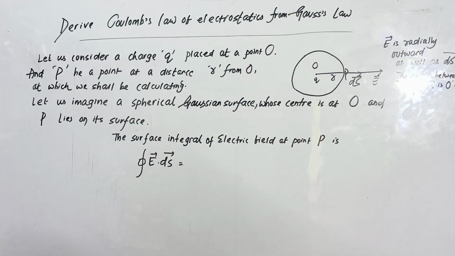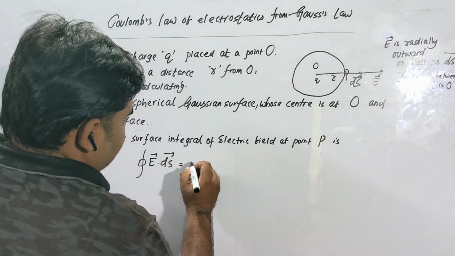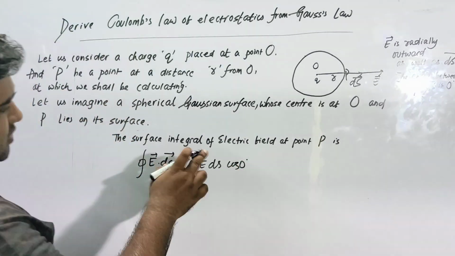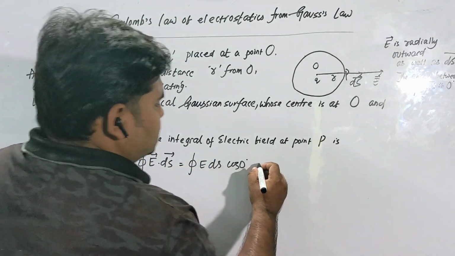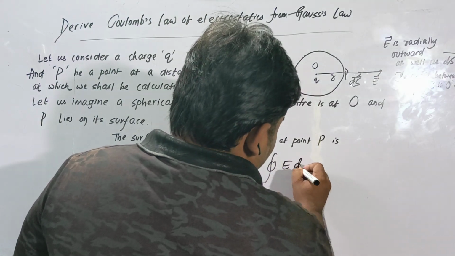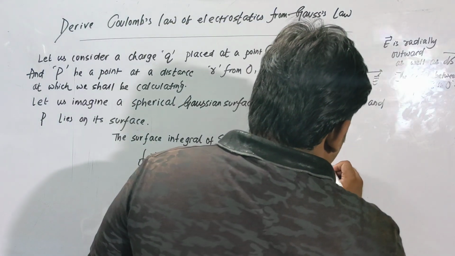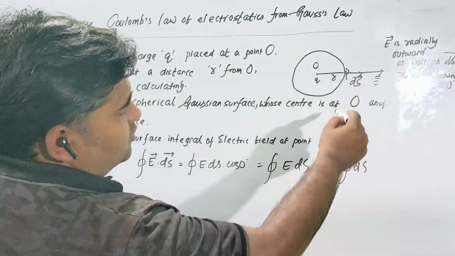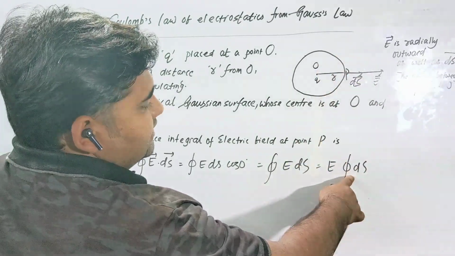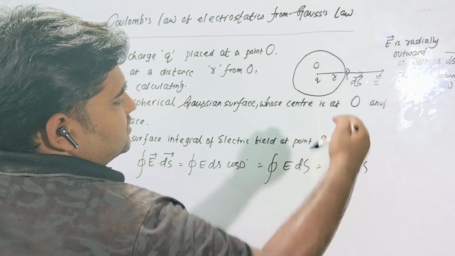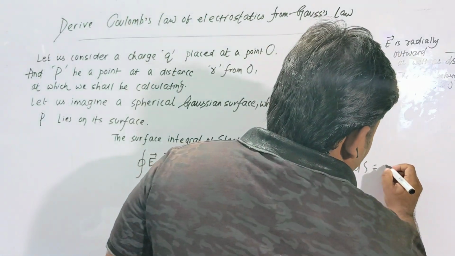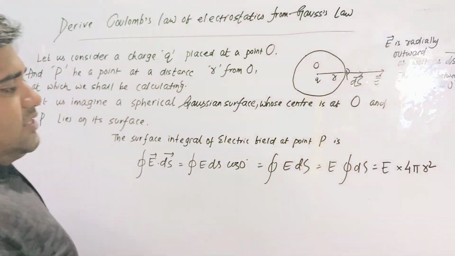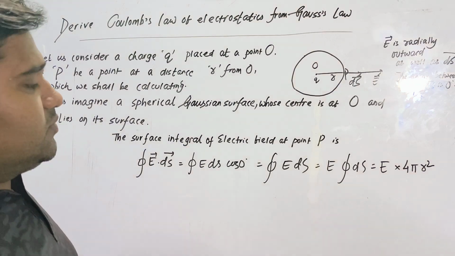If the angle is 0 degrees, then you can write E ds cos 0. Since the dot product is cos theta and theta is 0 degrees, we get the closed surface integral of E ds. As E is constant, take it out of the integral. Since it is a closed integral, if we integrate ds we will get the total surface area. So the total surface area of the sphere is E into 4 pi r squared, as the surface area of a sphere is 4 pi r squared.